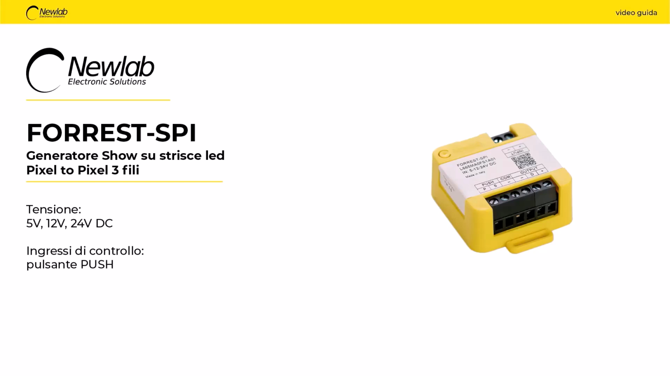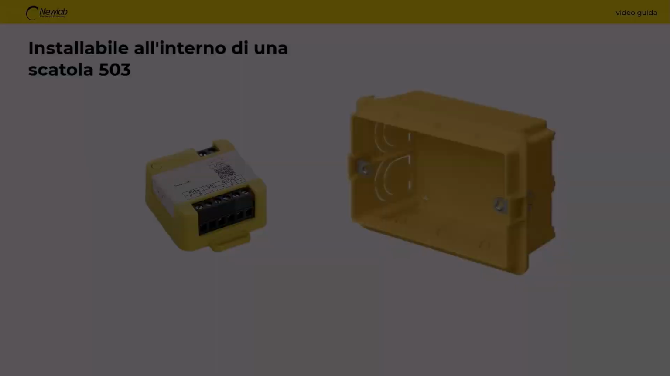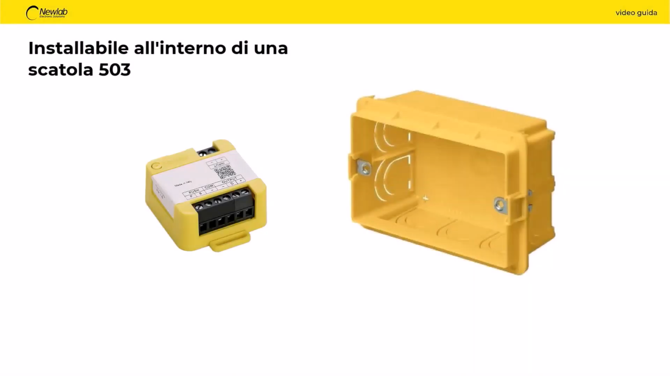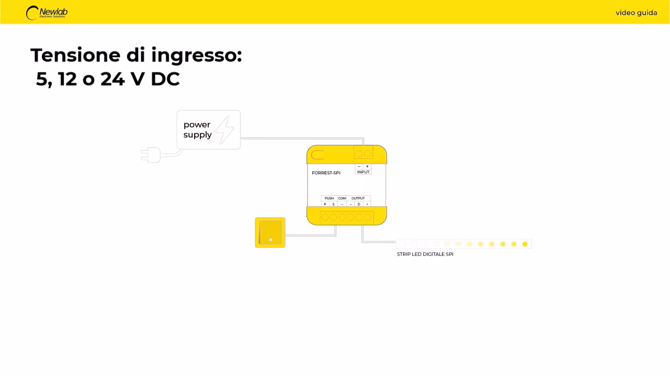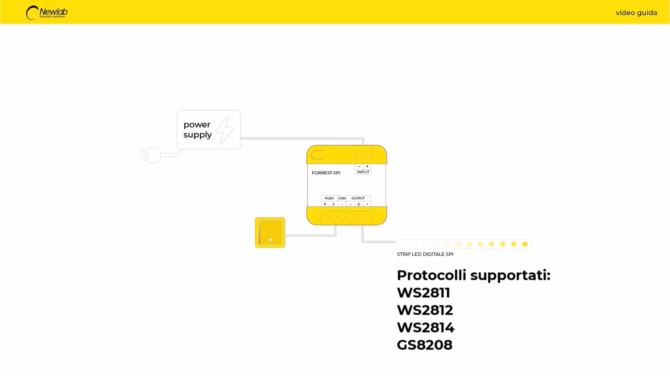Welcome! Today we are going to discuss our article Forrest-SPI show generator on 3-wire pixel-to-pixel LED strips. The dimmer can be installed inside the 503 box. The dimmer is controllable via normally open push input. The dimmer can operate at 5, 12 or 24 volts DC and is suitable for controlling 3-wire pixel-to-pixel LED strips.